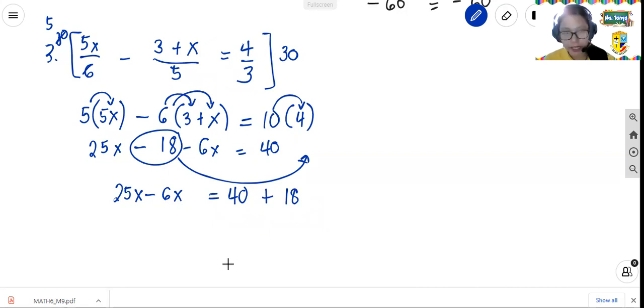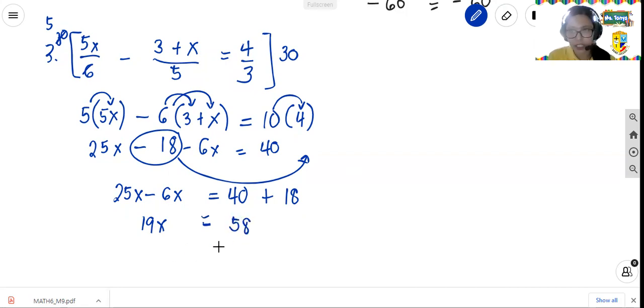And 25 minus 6 is what? 25 minus 6 is 19. That is just to make sure. Sometimes my subtraction and addition fails. Okay, 19x is equal to 40 plus 18. What is 40 plus 18? That is 58.